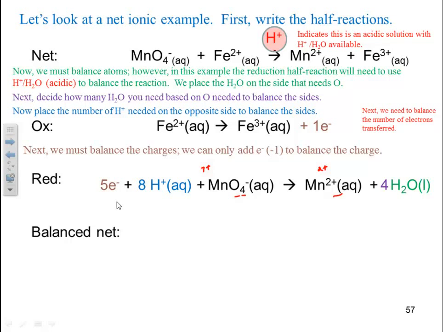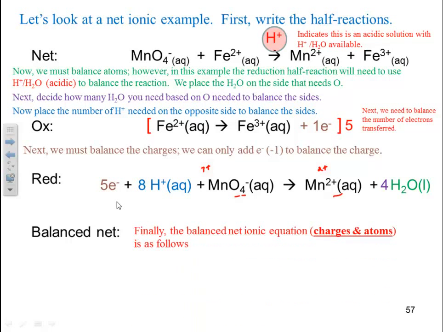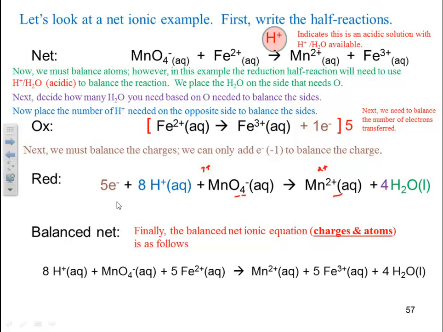Next, we need to balance the number of electrons transferred. The oxidation is only giving up 1, but the reduction is taking on 5. So I'm going to have to make the oxidation happen 5 times. With that, finally, I have the balanced net ionic equation. The balanced net ionic equation, charges and atoms, is as follows if I bring everything down: 8 H pluses, 1 permanganate, 5 iron 2s, 1 manganese 2, 5 iron 3s, and 4 waters.